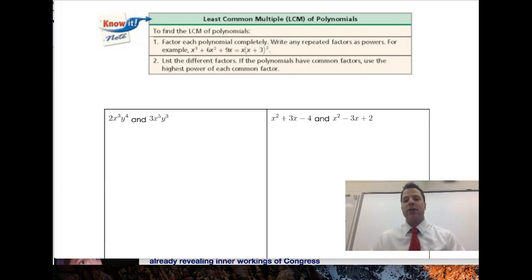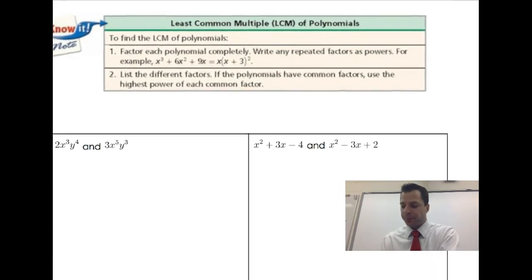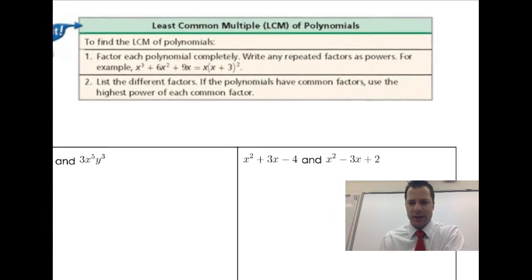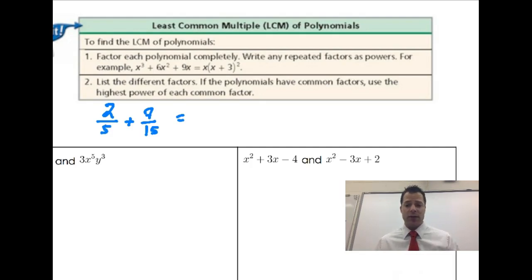In order to add or subtract rational expressions with different denominators, we have to look at the idea of the least common multiple. In class the other day, we looked at adding 2/5 plus 7/15. In order to find a common denominator, one way to do it is to multiply straight across, but the other way is to look at this idea called least common multiple.